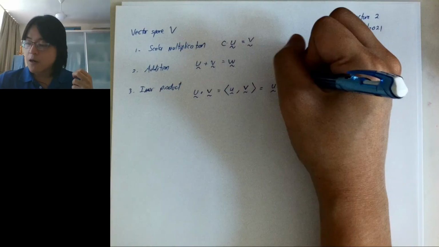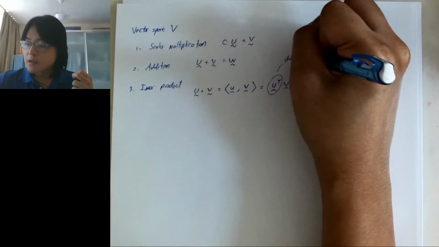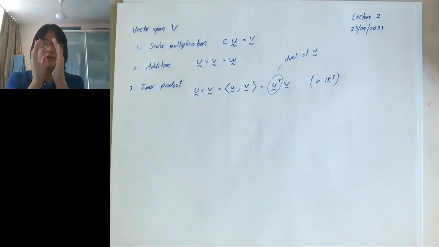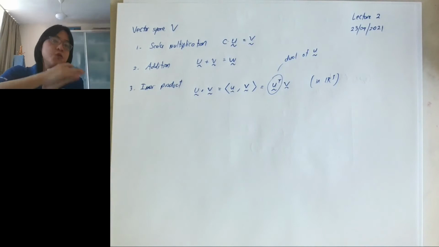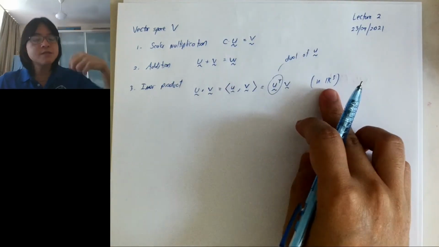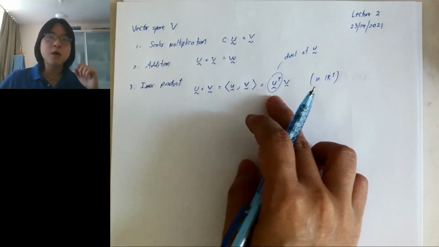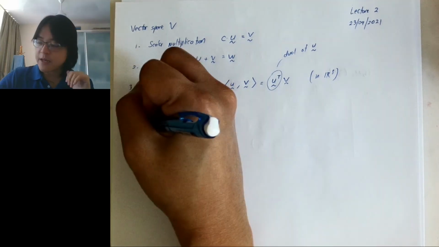And we call this the dual of U. So U is a column vector, and if you take the transpose, it is the dual vector. This is what we know from Newtonian mechanics. I will tell you what happens when we talk about complex numbers later. But for now, let's continue on.